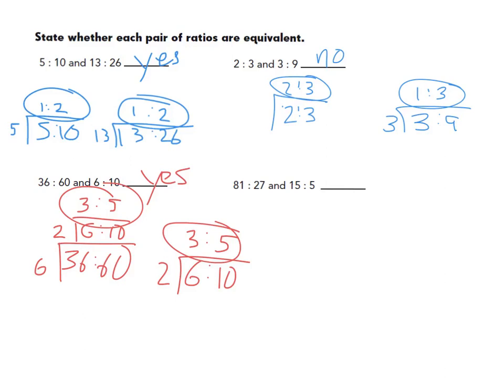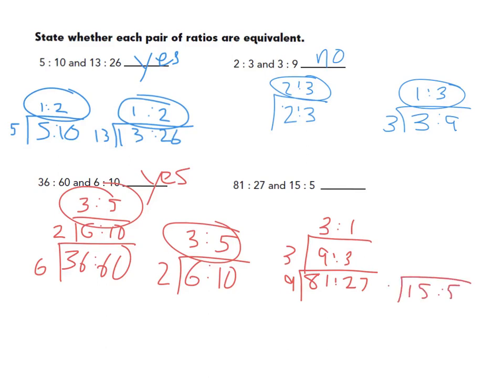As I look at the last one, 81 to 27, if I divide them both by 9, I get 9 and 3. And if I divide those by 3, I get 3 and 1, and that's a ratio of 3 to 1. If I take 15 and 5, and I divide those both by 5, I get a ratio of 3 to 1. These two match. Yes, this is also equivalent.